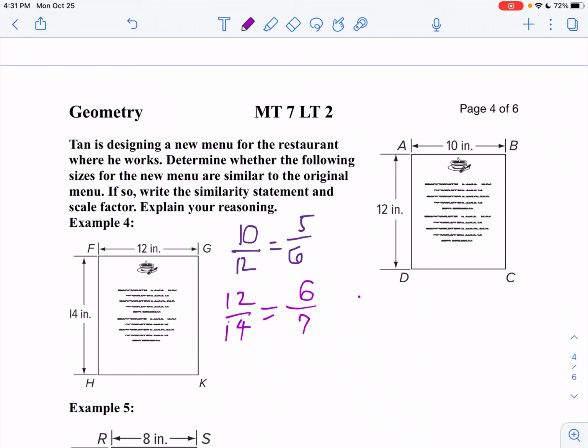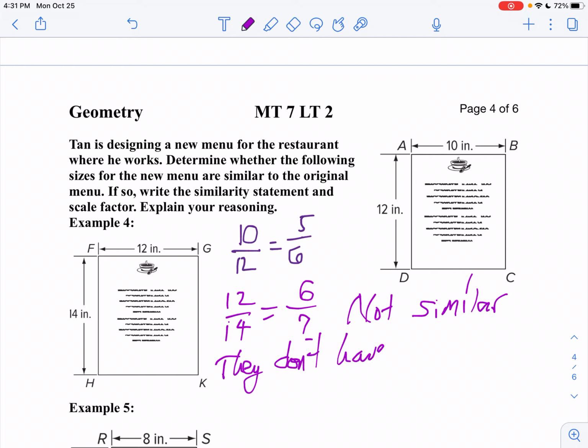Notice these are not similar. They don't have the same ratio. In order to be similar, they have to have the same ratio. Let's compare it to example 5. I'll do the same thing here.